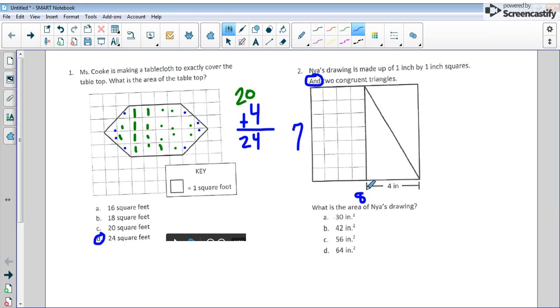Or I could say, okay, the base of this triangle is 4. The height is 7. So that's 28. Half of 28 is 14. So these two are 14. Together, that's 28. I could duplicate that over here, 28 plus 28. I'm still going to get 56. So 56 square inches.